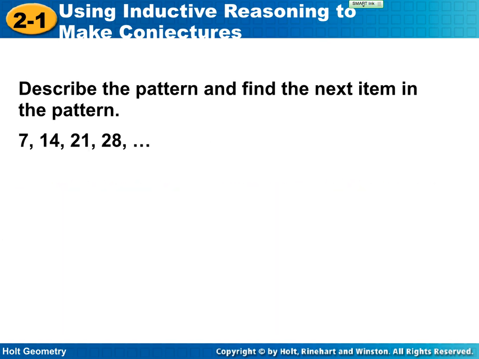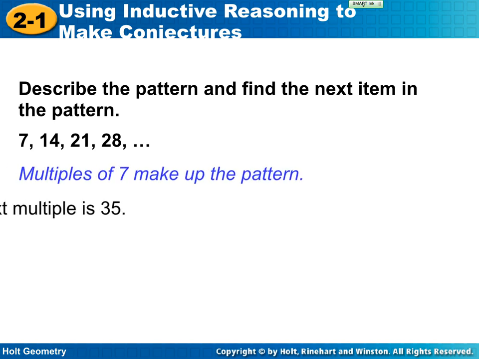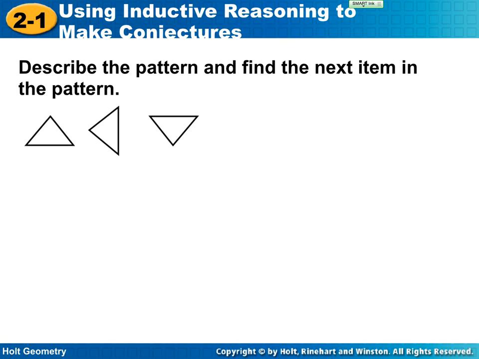Okay. How about the pattern 7, 14, 21, 28? John, what's the pattern? Going up by 7. Okay, what do you mean going up by 7? Counting by 7, maybe adding 7, going up. Okay, so multiples of 7 is the way the PowerPoint described it. The next multiple would be 35.